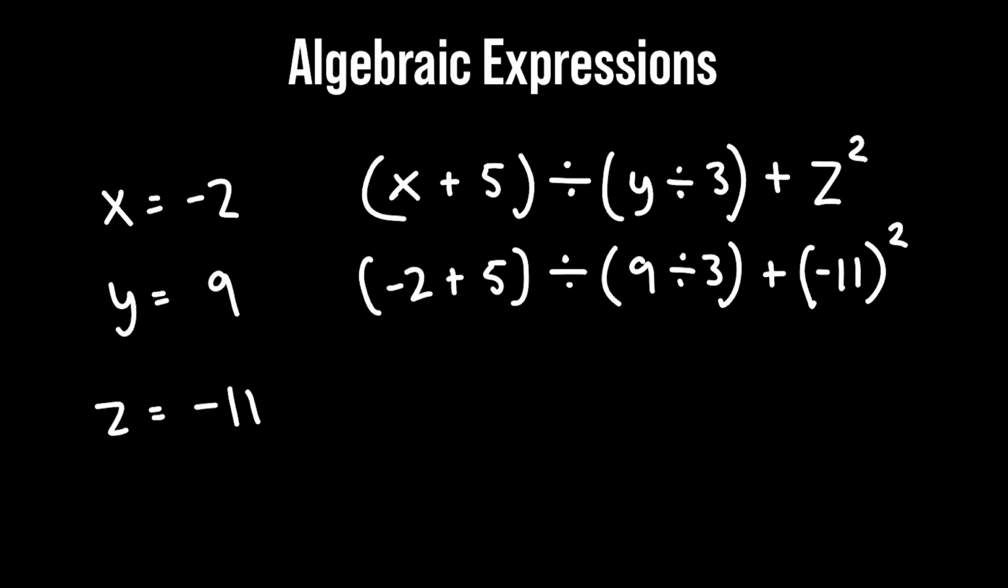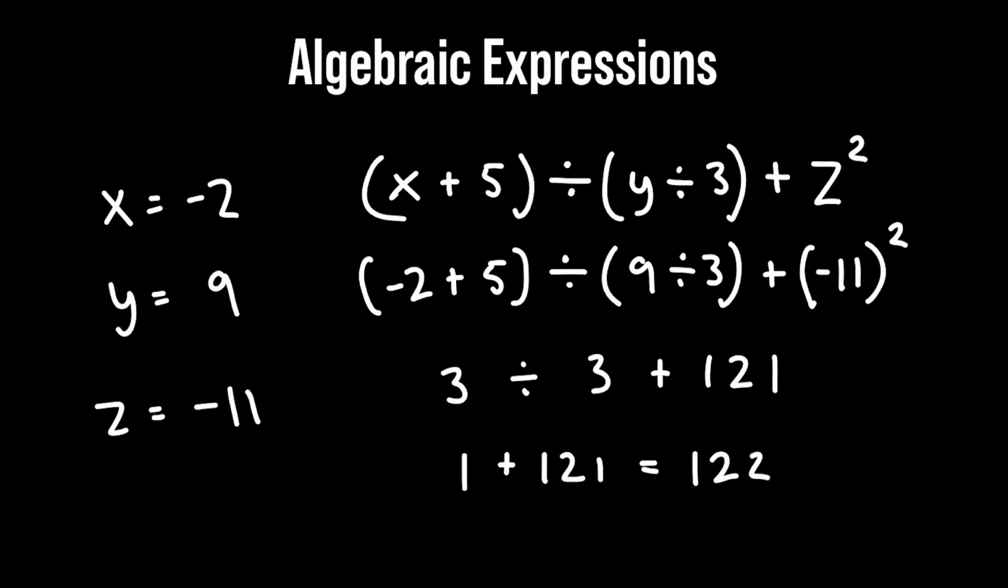So negative 2 plus 5 is 3. Divided by 9 divided by 3 is 3. And then the exponent would be plus 121. Now, multiplication and division always comes before addition and subtraction. So 3 divided by 3 is 1. And then plus 121 equals 122. So that's your answer.